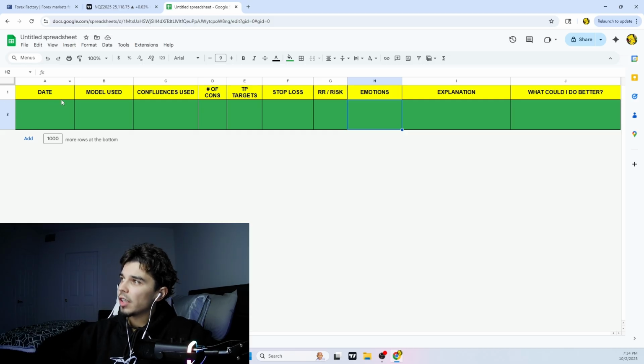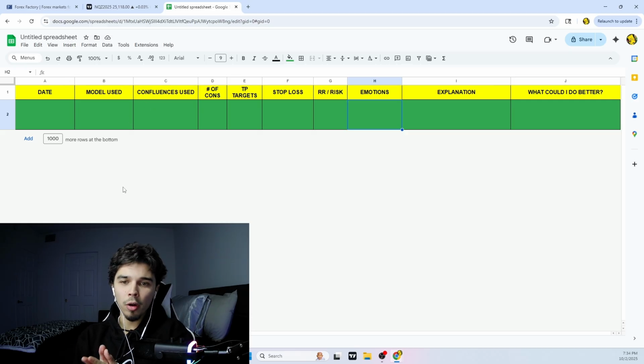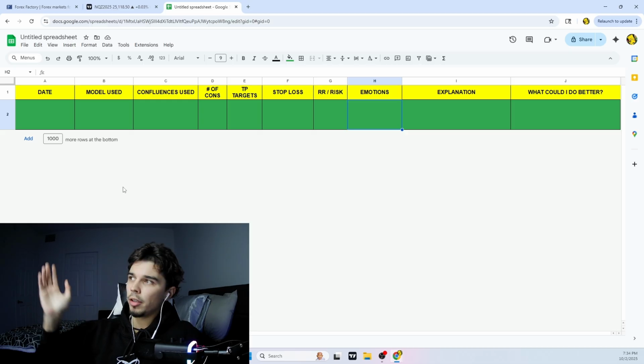So I literally just have a couple columns, right? The date: what day did we take the trade? What kind of model do you use? For example, I have 3 different models I use, and who knows what models you guys have, but I have my pre-distribution model, my gap model, and a continuation model. So whatever model I use, I'll just throw into there.